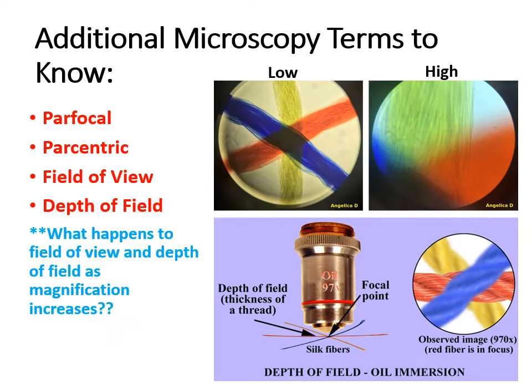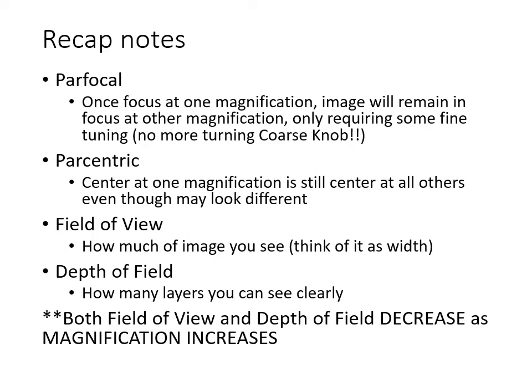So as magnification increases, your field of view, meaning how much of your image you can see, as well as your depth of field, meaning how many layers you can clearly see, they both decrease as magnification increases. Since that was a whole lot of information, I have rewritten out the definitions that I just gave you, so you can pause the video and jot down these recap notes.